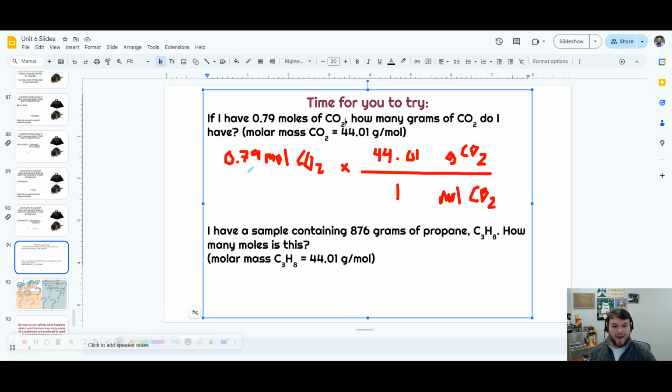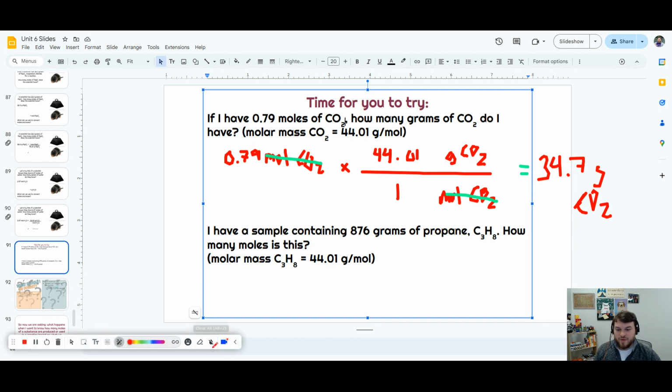Okay. Now, when I multiply across, I multiply 0.79 times 44.01. My units, moles of CO2, are across from each other. And my answer here is going to be 0.79 times 44.01. That should be around 34.7 grams of CO2. Okay, sorry, that's very ugly there. So, hopefully, that is the answer that you got there.